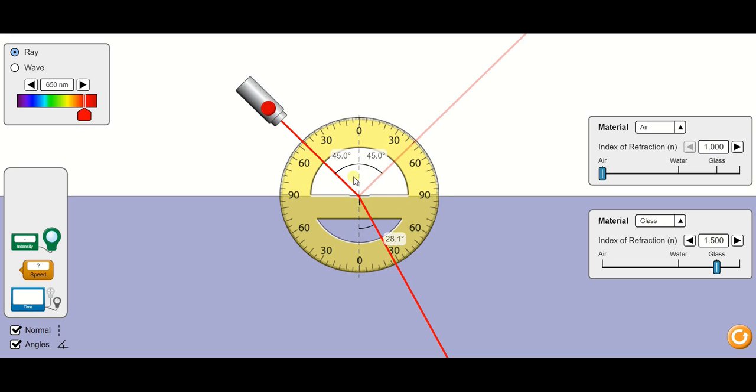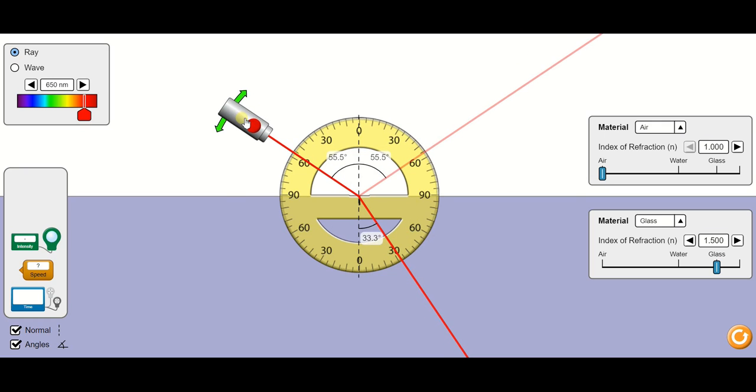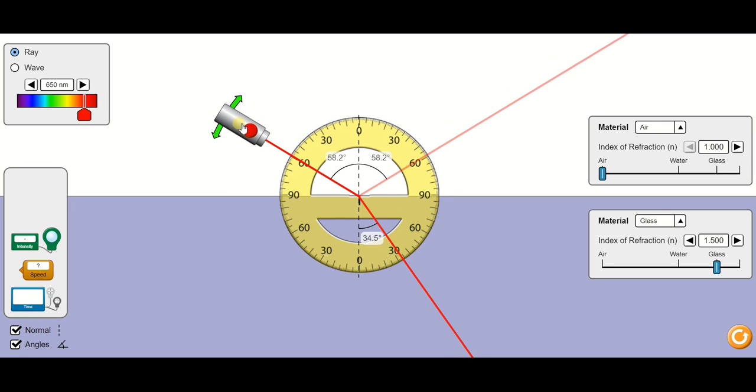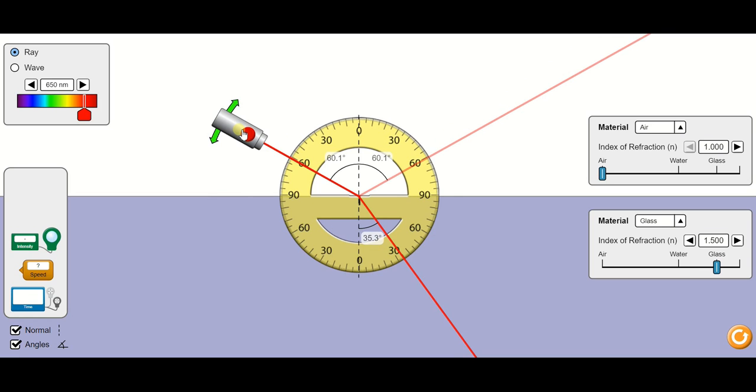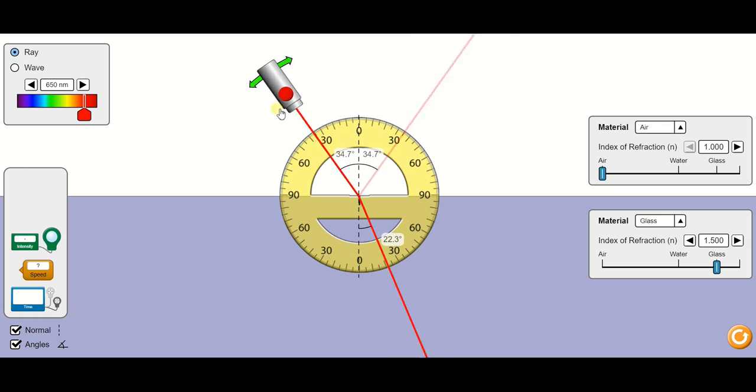Now we know that angle i is equal to angle r, that is, the angle of incidence would be equal to the angle of reflection. Now if I change it, you can see both of them are going to have the same value. If I put it at 60 degrees, it is also going to have the same 60. So both of them are going to be equal, right?